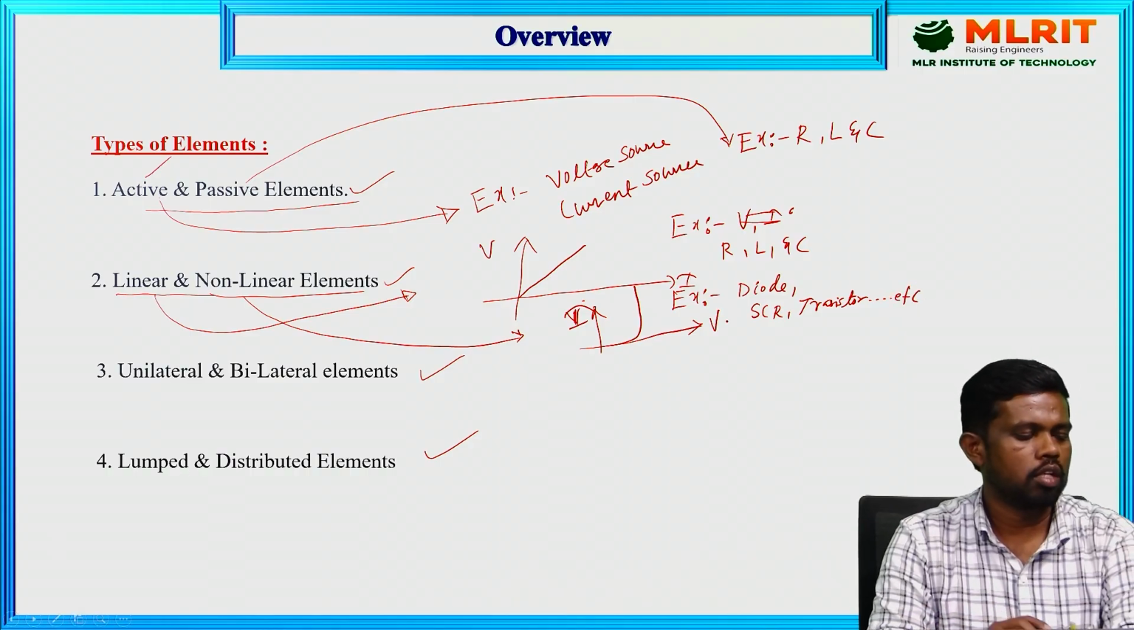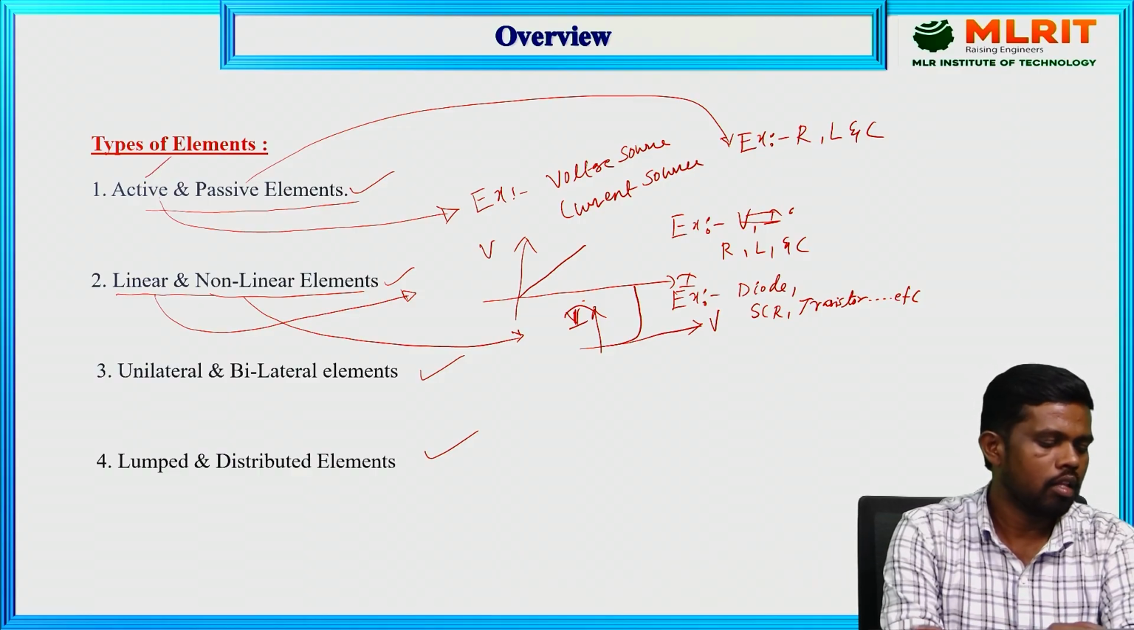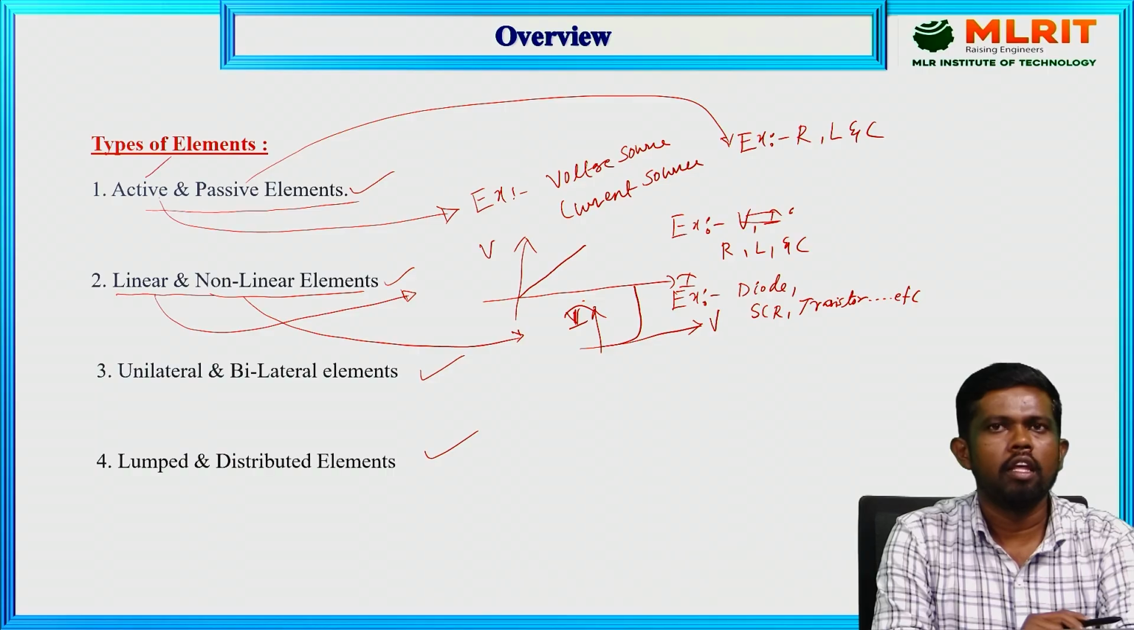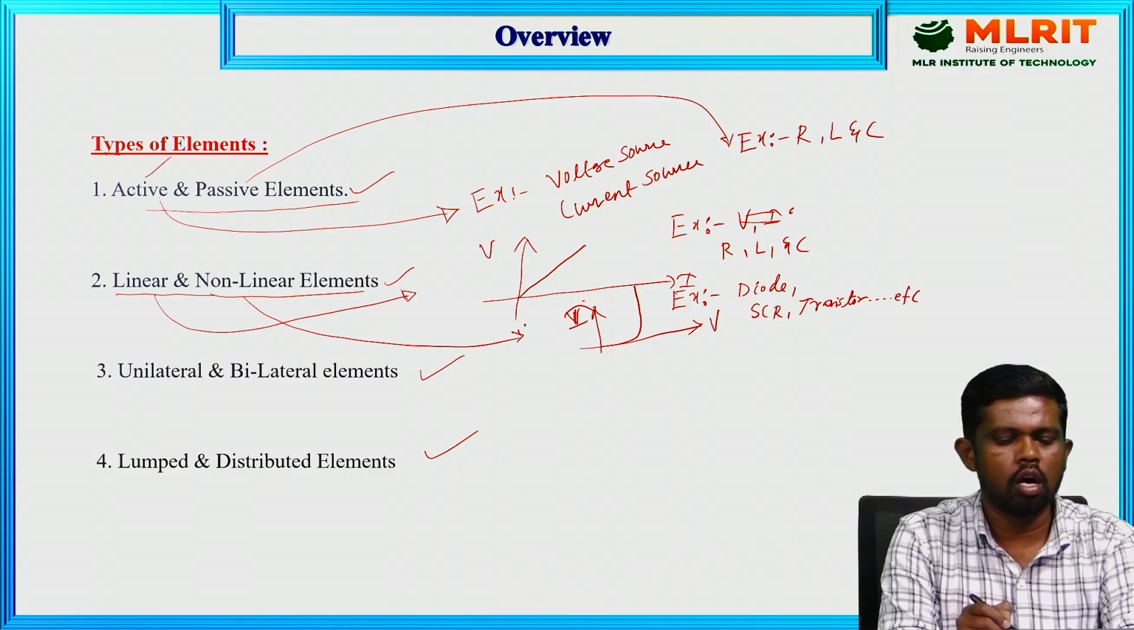So this is a discussion about the linear and non-linear elements. Simply, we can define the linear elements and the non-linear elements in one sentence. Linear elements in electrical circuits are those whose V-I characteristics pass through the origin. It must be a straight line, maintain a constant slope, and obey the property of Ohm's law.